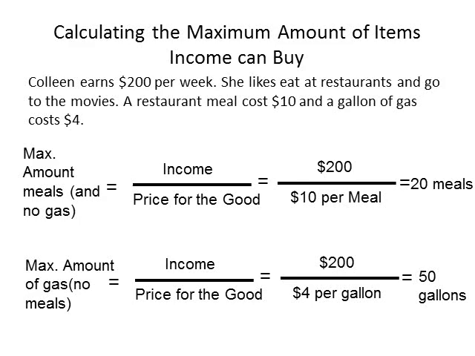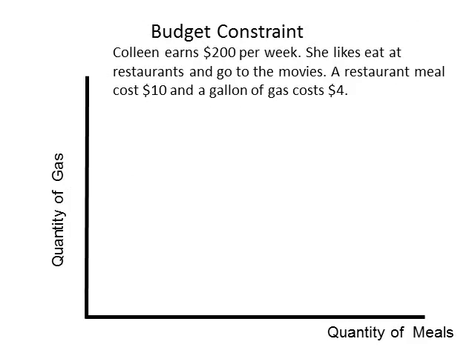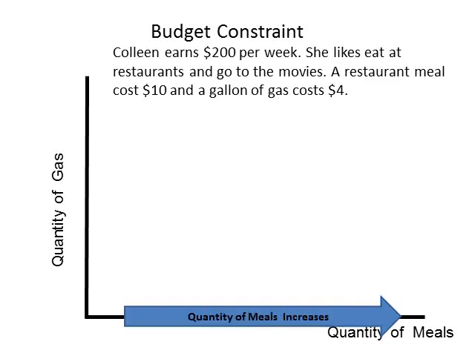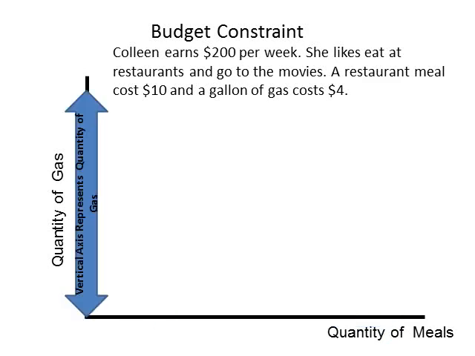Let's see how this looks on the graph. Before looking at the budget constraint graphically, let's take a minute to look at the structure of the graph. The horizontal axis represents the quantity of meals, and the number of meals that Colleen consumes increases as we move from left to right. The vertical axis represents the quantity of gasoline that Colleen is able to purchase, and the quantity of gasoline increases as we move from the bottom to the top of the axis.